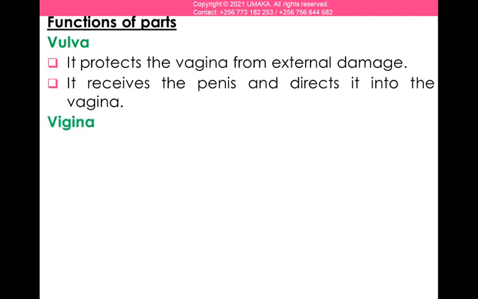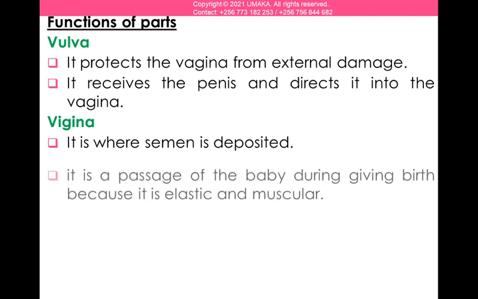From the vulva, we got the vagina. I told you the vulva is out, the vagina is inside. Birth canal, what is the work of the birth canal? It is where semen is deposited. And I told you semen is a liquid containing fluid together with sperm cells. Okay? So that is where it is deposited.